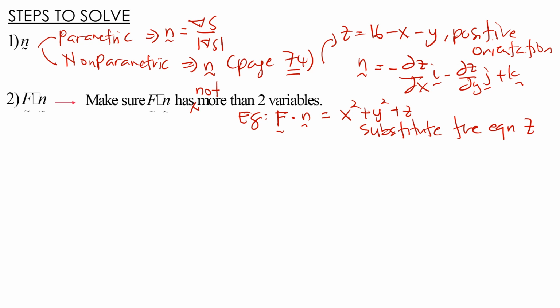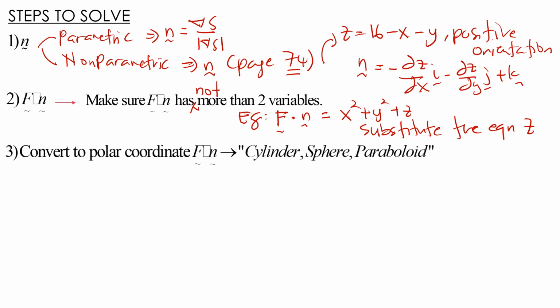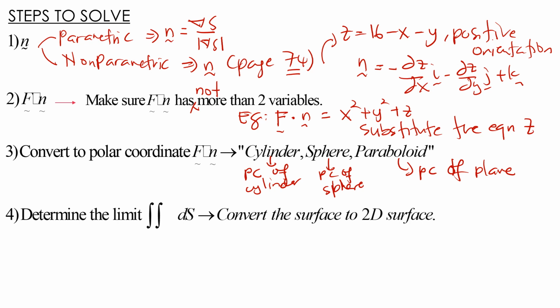Right. After you get the F dot n, convert the F dot n into polar coordinates. This one is only for the cylinder, sphere, and paraboloid. So you have to know that the cylinder has its own polar coordinates of the cylinder. For the sphere, it has the polar coordinates of the sphere, while for the paraboloid, it has to use the polar coordinates of the plane. All the polar coordinates can be found in the textbook. Right. So step number 4. After you convert to polar coordinates, or maybe for some problems we don't have to convert to polar coordinates, just remain as it is.